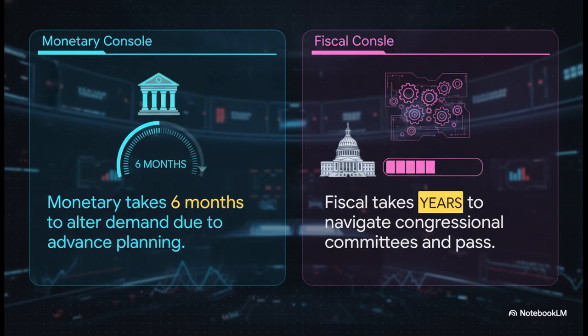Because active stabilization policy is so plagued by these political and practical lags, many economists argue we should just rely on automatic stabilizers instead. These are things like the tax system and welfare benefits that automatically stimulate demand during a recession without needing any new congressional action whatsoever.